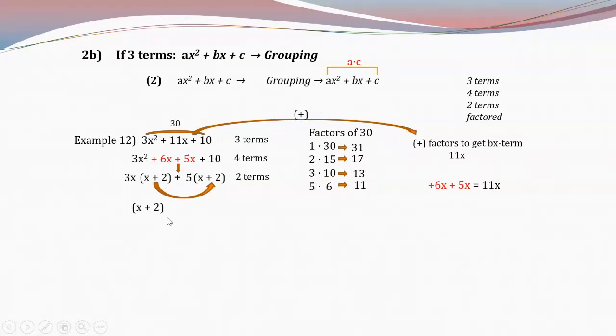Now, what do they have in common? The x plus 2. What's left? 3x plus 5. Factored. That's the way you factor it when you have a coefficient on the x squared.